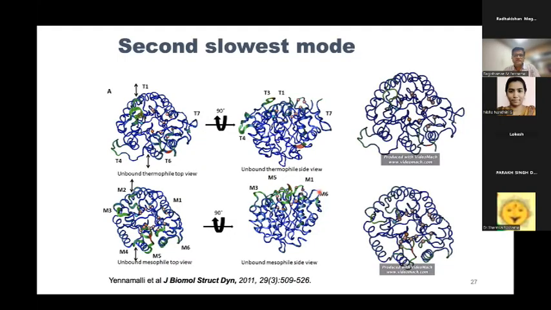Same with the second slowest mode. The ones that are red are highly flexible. These residues, the spheres that you see, are the active site residues. So most of the motions are happening on the active site. You see that here on the side view. That is a biological insight you get from a normal mode analysis.